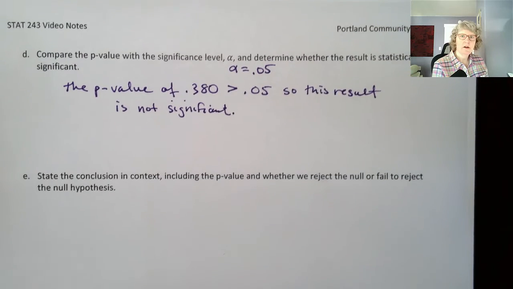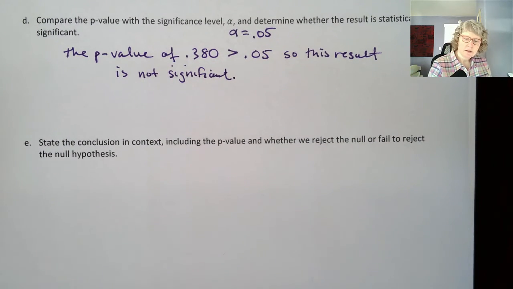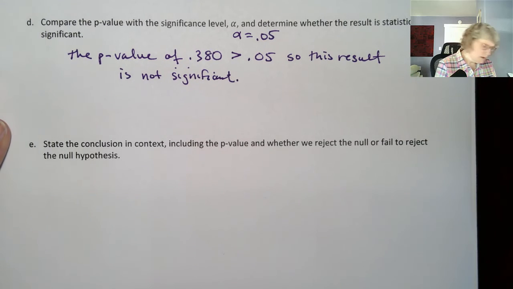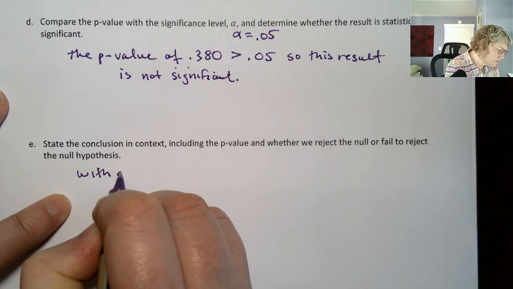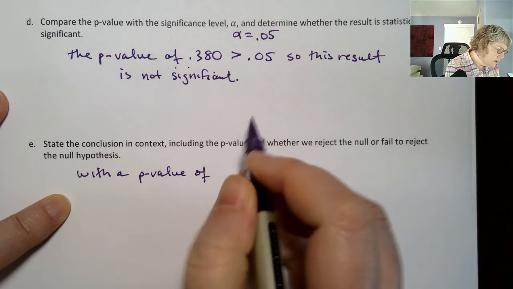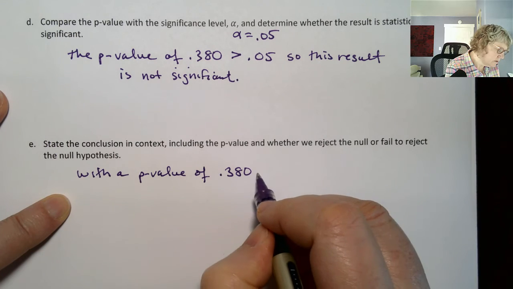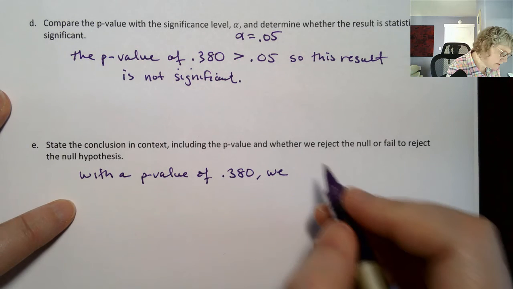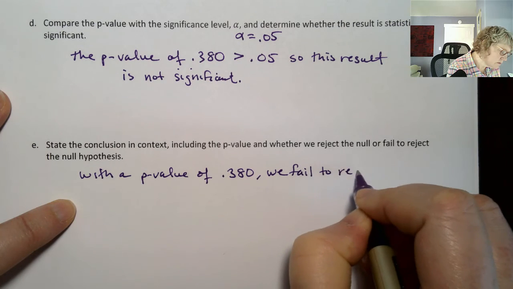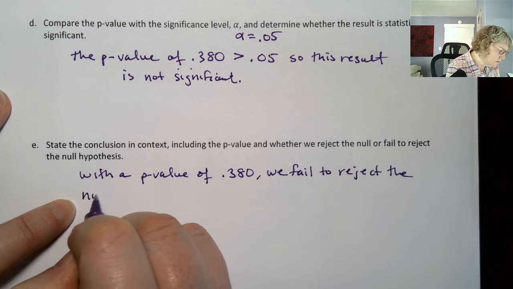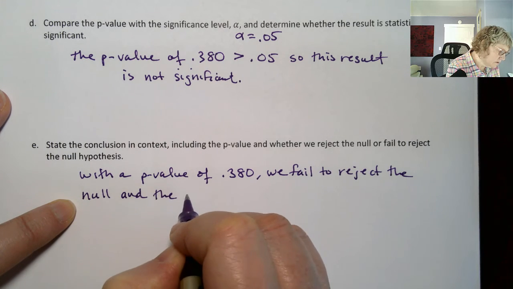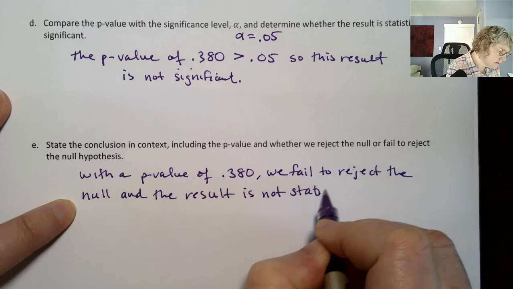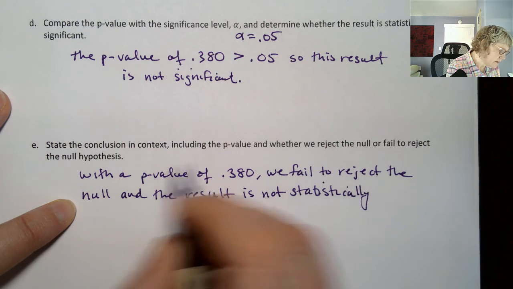And then let's write out our conclusion. Okay, similar to what we did last time, but this is the opposite conclusion because it's not significant. With a p-value of 0.380, this time I'm going to write whether we reject or fail to reject the null first. Okay, we fail to reject the null, because the result is not statistically significant.